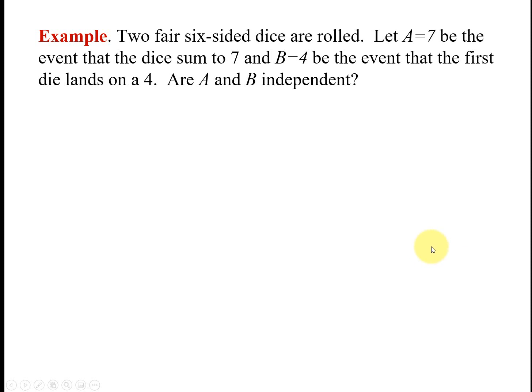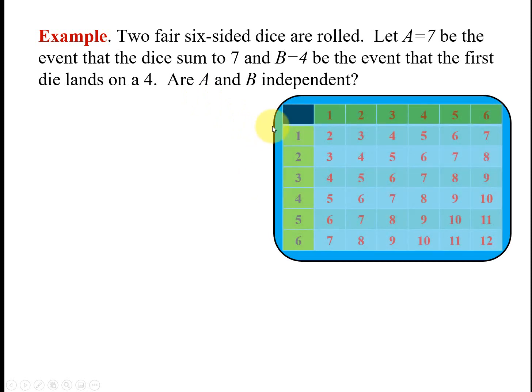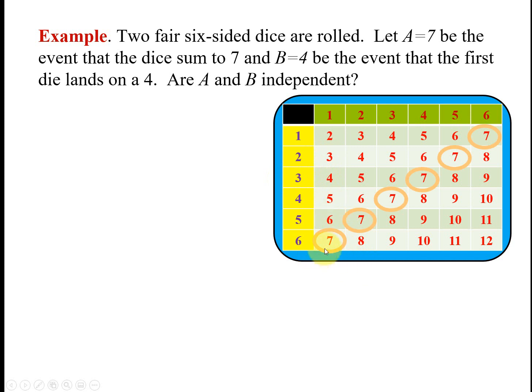So an example of that is 2 fair 6-sided dice are rolled. Let A equal 7 be the event that the dice sum to 7, and B be the event that the first die lands on a 4. Are A and B independent? So here's all our outcomes, and here's all the outcomes where the total equals 7. So 6 and 1, 5 and 2, 4 and 3, 3 and 4, and so on. That's the event A, while the event B is this column.